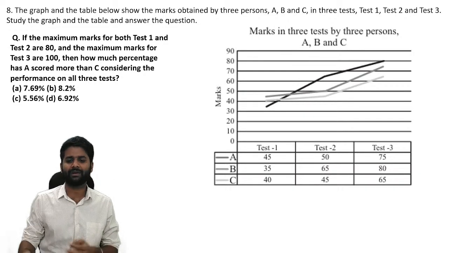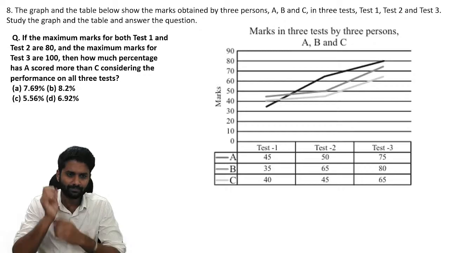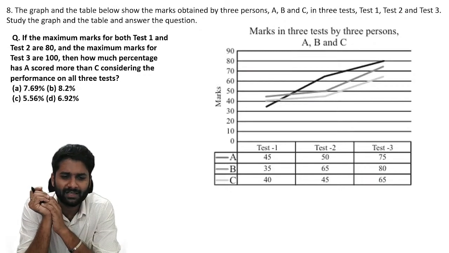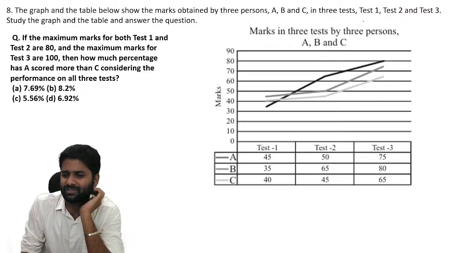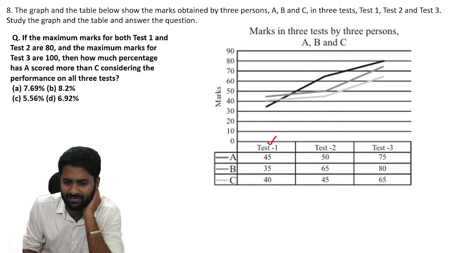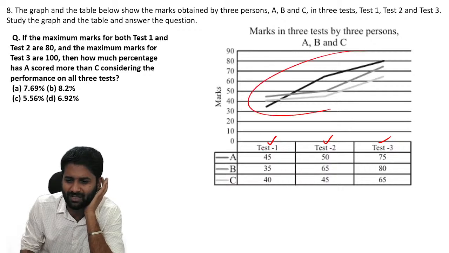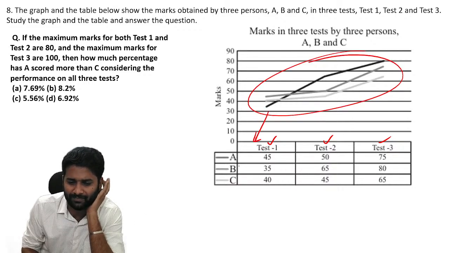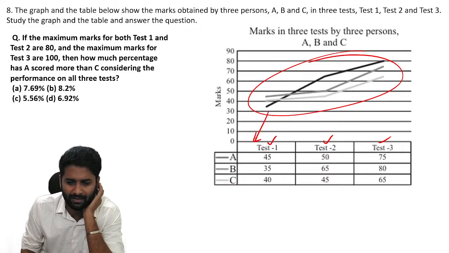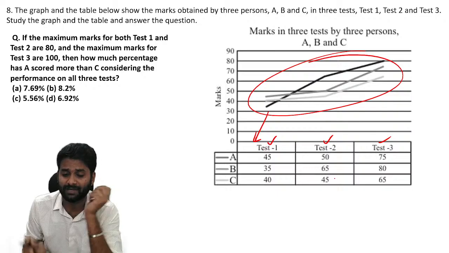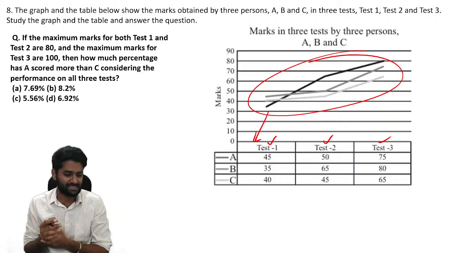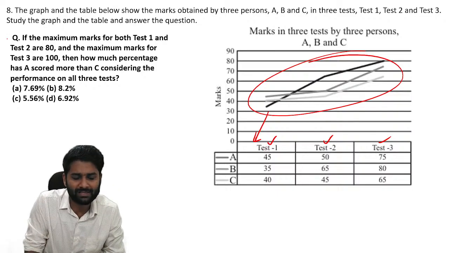The series question from data interpretation. The graph and the table below show marks obtained by the persons A, B, C in test 1, test 2, and test 3. And A, B, C are the candidates. See, whatever the graph information they gave is in the table. So A got 45 in test 1, test 2 50, test 3 75. Same as B 35, 65, and 80. And C test 1 is 40, test 2 45, test 3 65. So you have to answer this question.